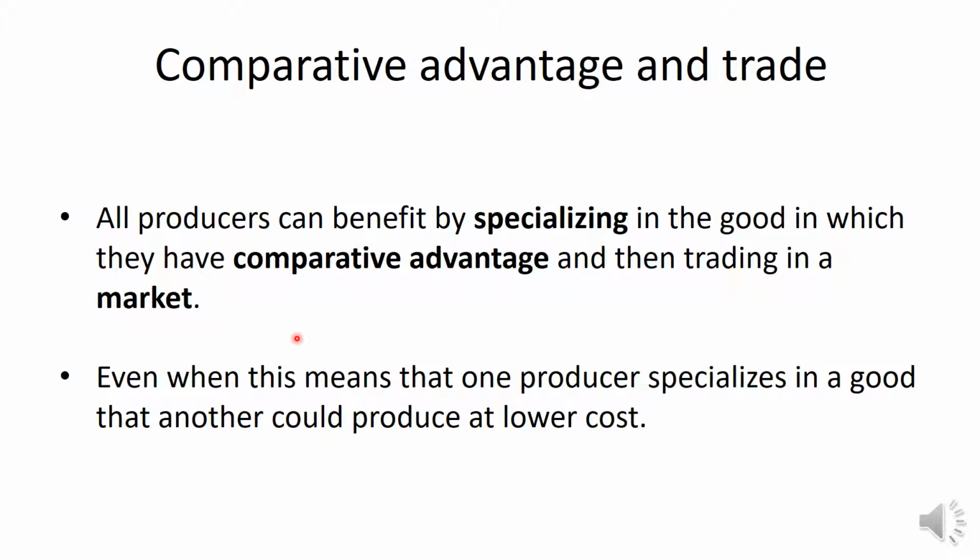And so comparative advantage, when people are able to trade, determines a pattern of specialization in production. And that specialization happens even when one of the producers, like in our case Greta, is absolutely better in absolute terms at producing both of the goods.